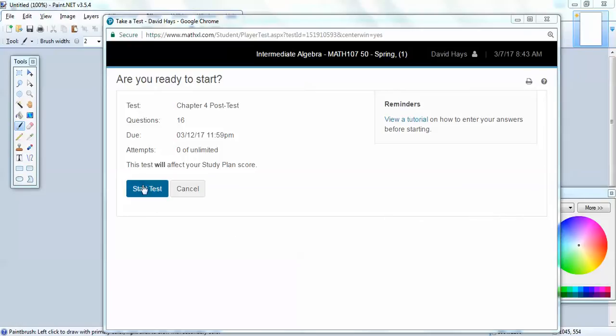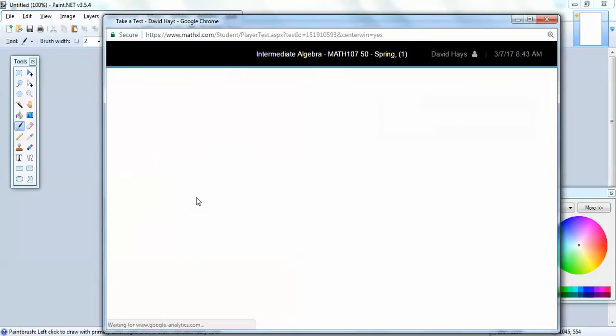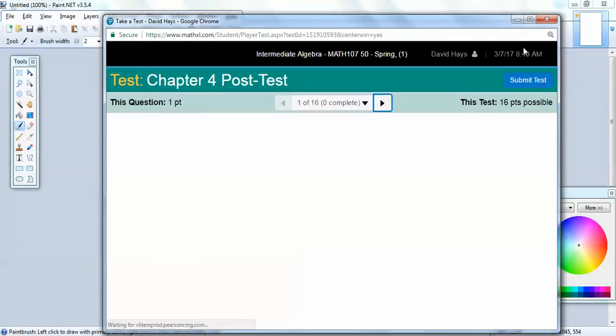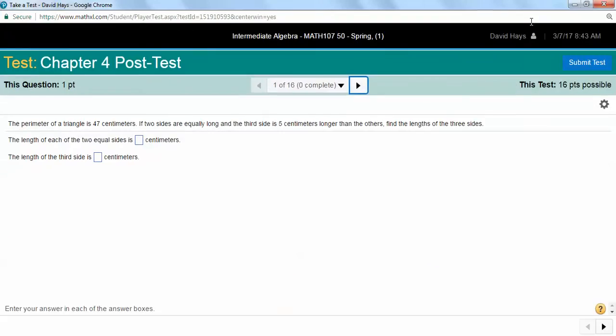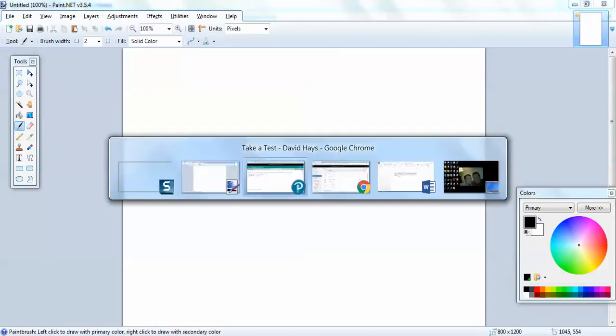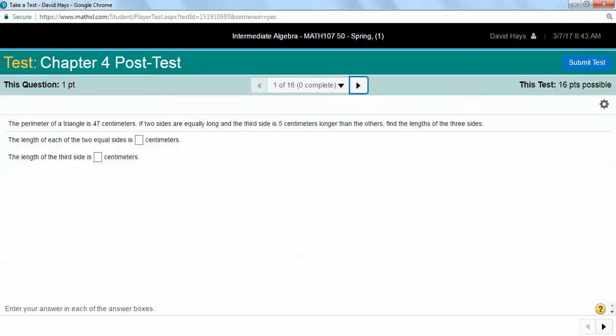Let's take a look at this review. And let's see. Perimeter of a triangle is 47. Two sides are equally long. Third side is 5 centimeters longer than the others.